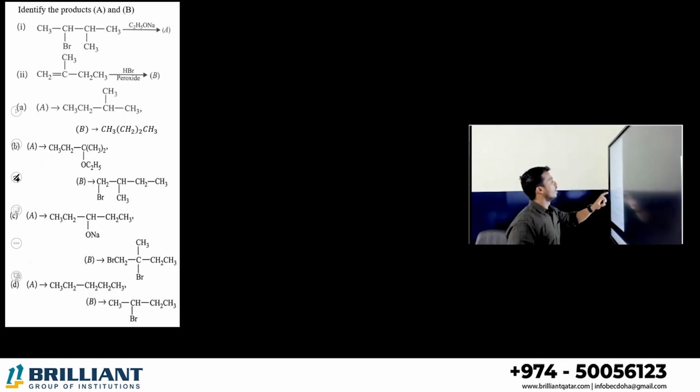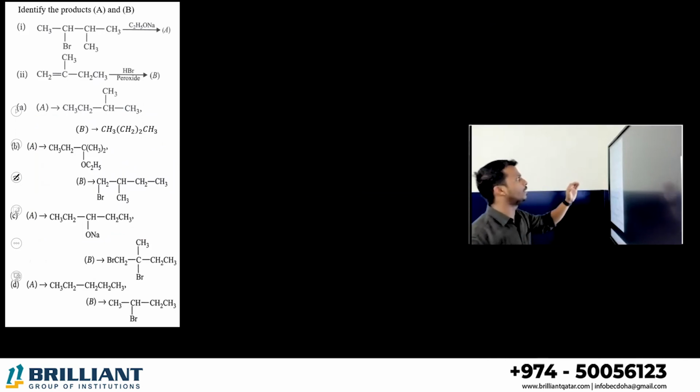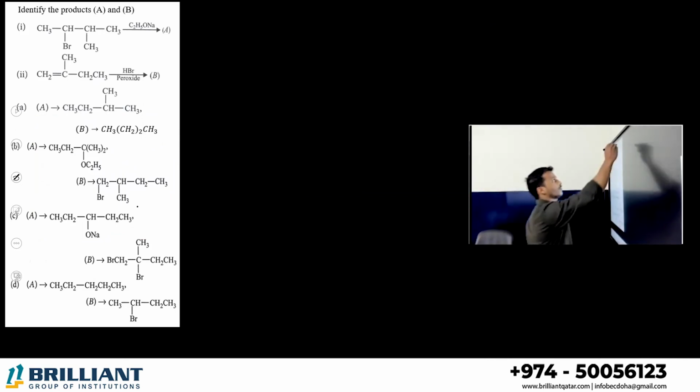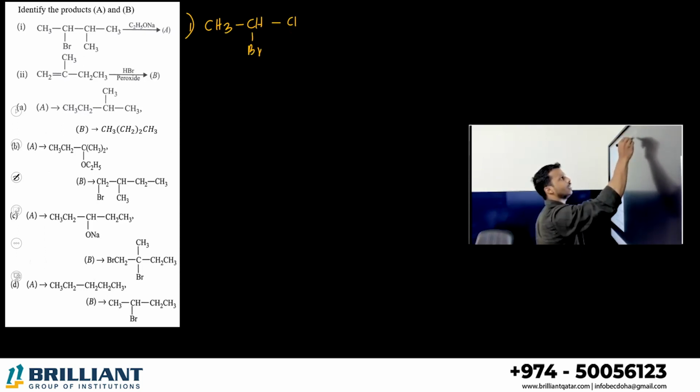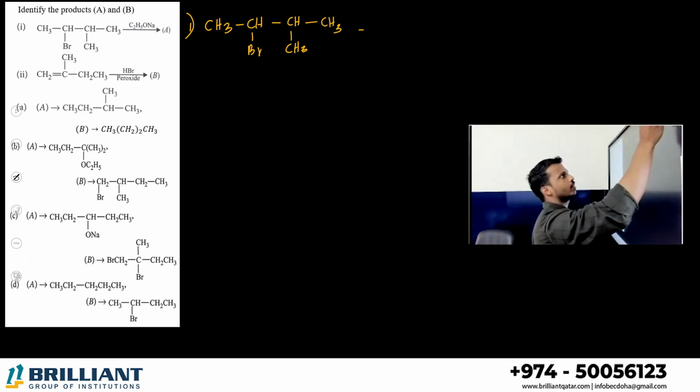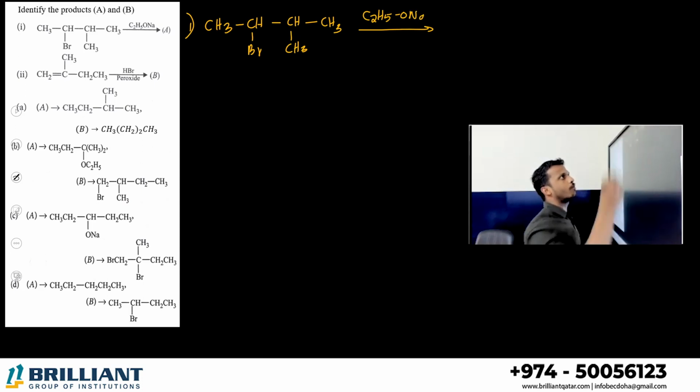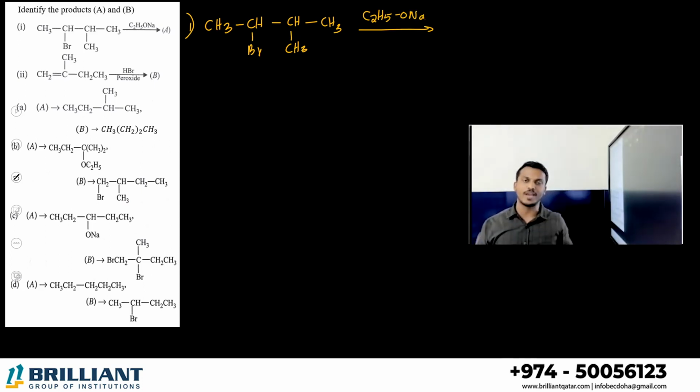Next question. Identify the products A and B in the following reaction. What is the first reaction? They gave CH3CHBrCH3 reacting with C2H5ONa. What is the compound C2H5ONa? Sodium ethoxide, right? Sodium ethoxide.